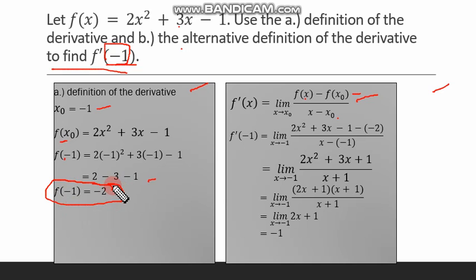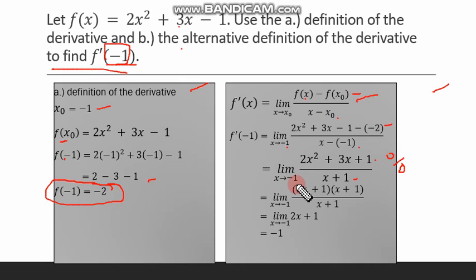Okay, let's solve the derivative. f prime of negative 1 is equal to the limit of 2x squared, our function, plus 3x minus 1, minus the f of x sub 0, which is negative 2, all over x minus the x sub 0, or negative 1, as x approaches the x sub 0, or negative 1. Next is to solve it. So 2x squared plus 3x, and negative 1 plus 2 is plus 1, over x, negative times negative is positive, so x plus 1. This is an indeterminate form.